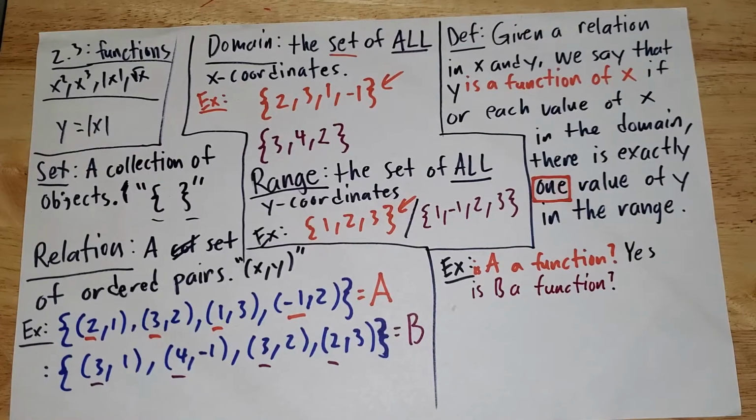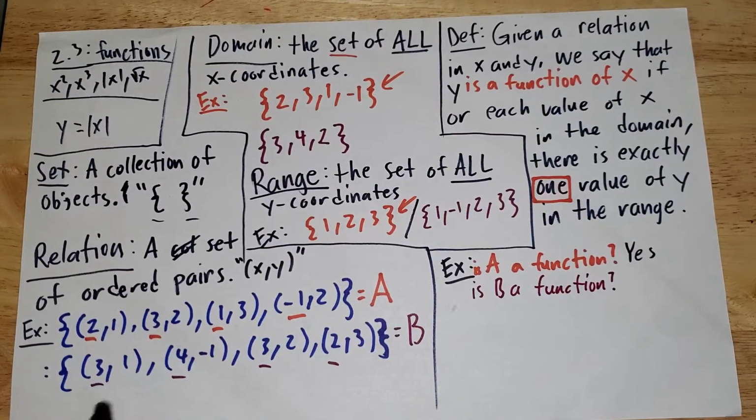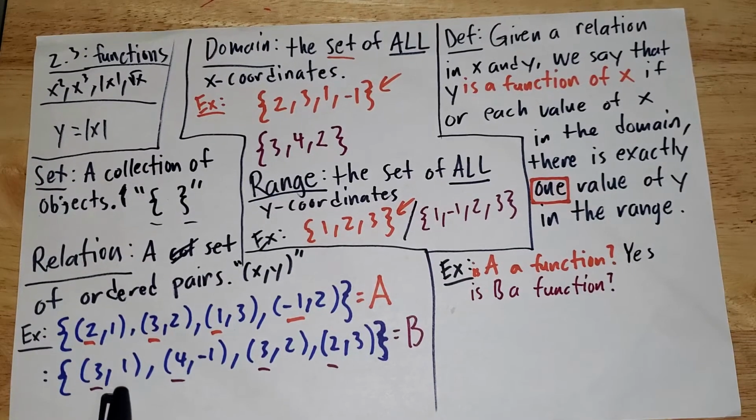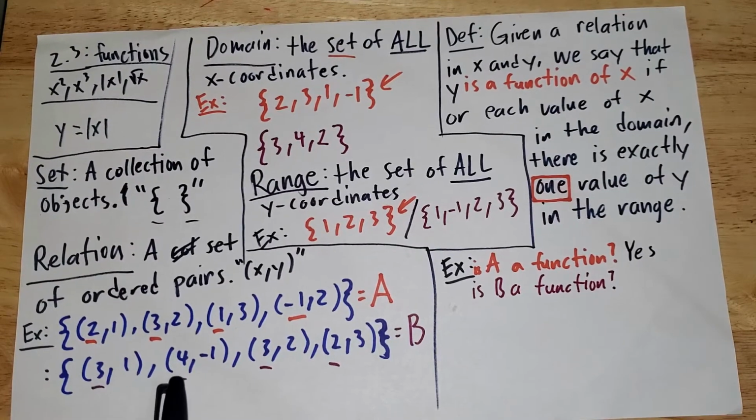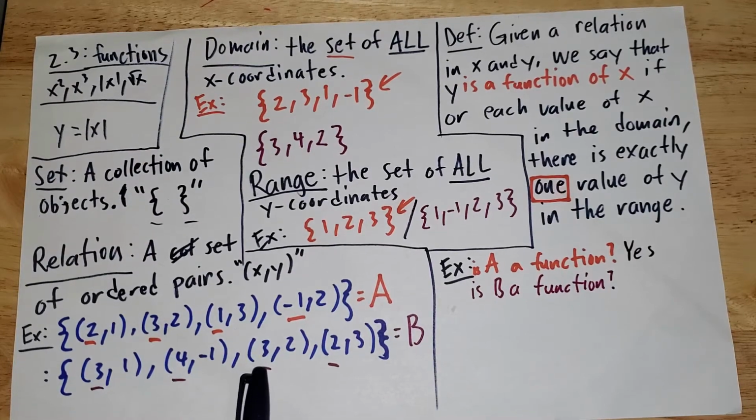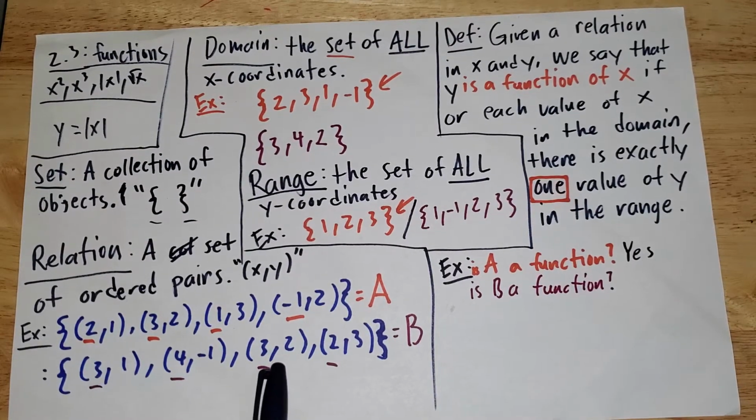So now that means we have to look at all my x's and see that x corresponds to 1 y. This 4 corresponds to 1 y. This 3 corresponds to a 2. And this 2 corresponds to a 3. Sit there and pause the video and see if you think this is a function or not. Remember, the idea is that the value of x can only go to one y.